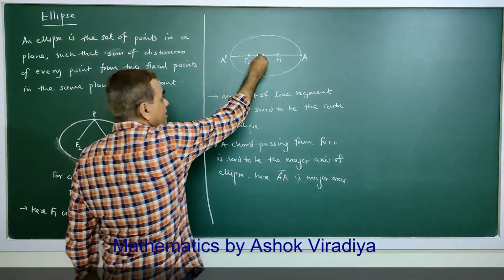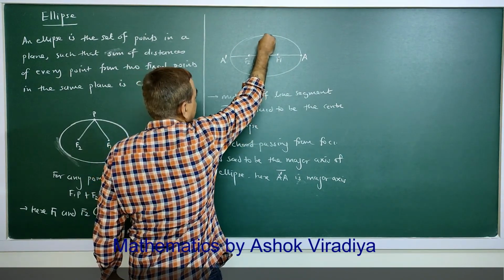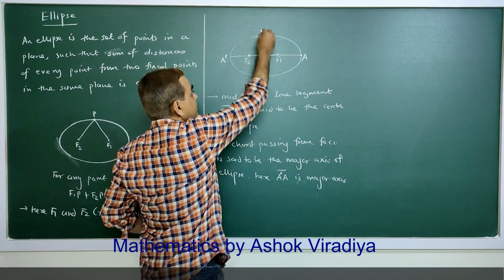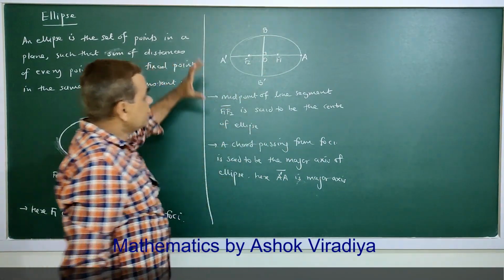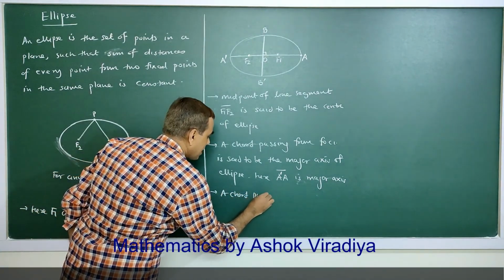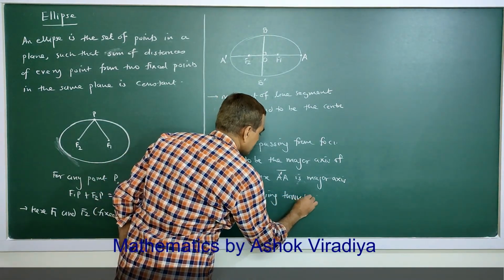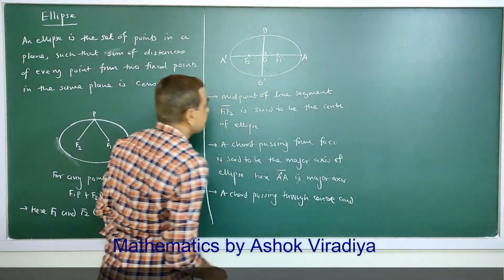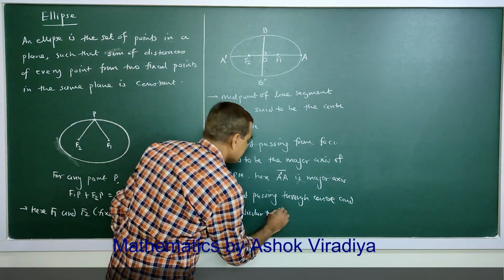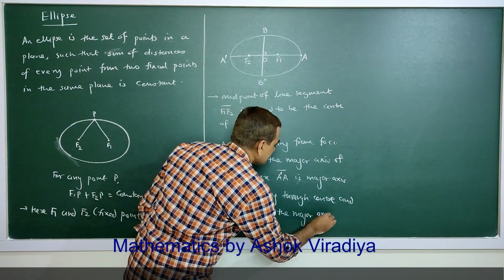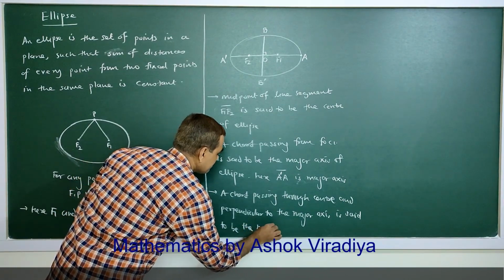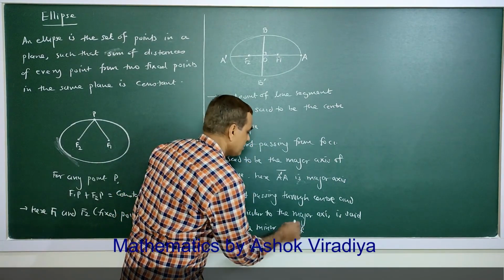Then I take a perpendicular from this center, taking a chord which is perpendicular to the major axis, passing through the center. Let me call this BB dash. This is said to be the minor axis. So a chord passing through the center and perpendicular to the major axis is said to be the minor axis of this ellipse.